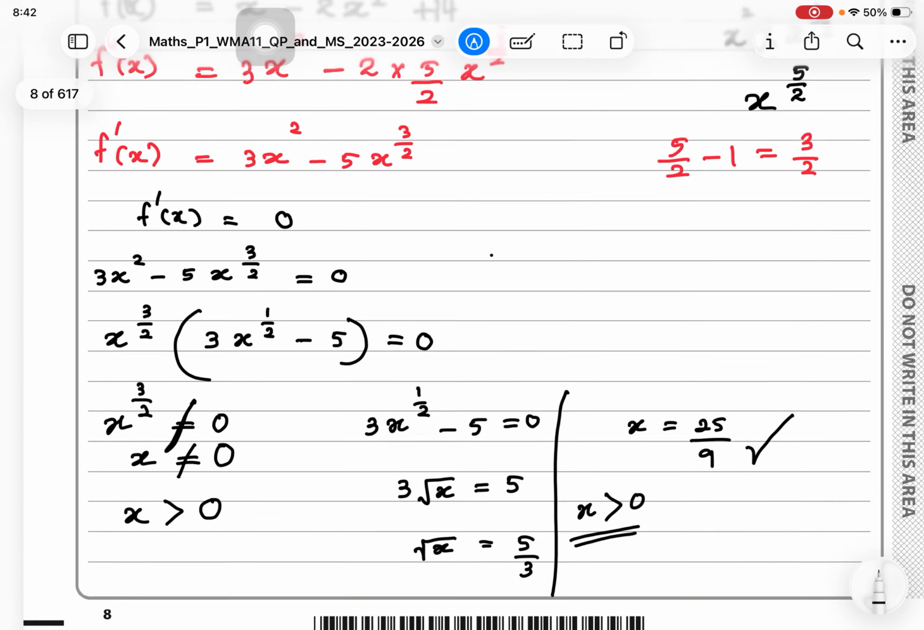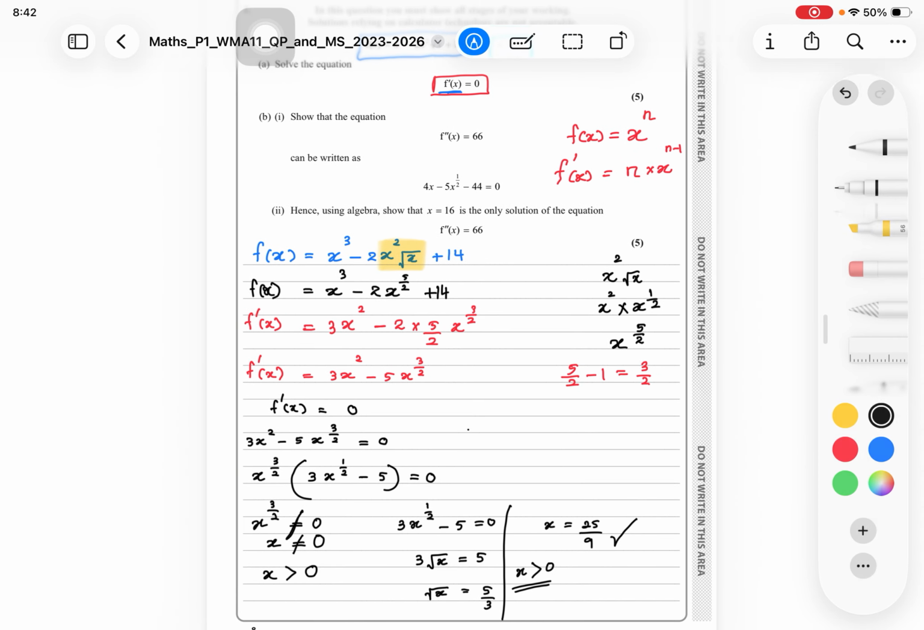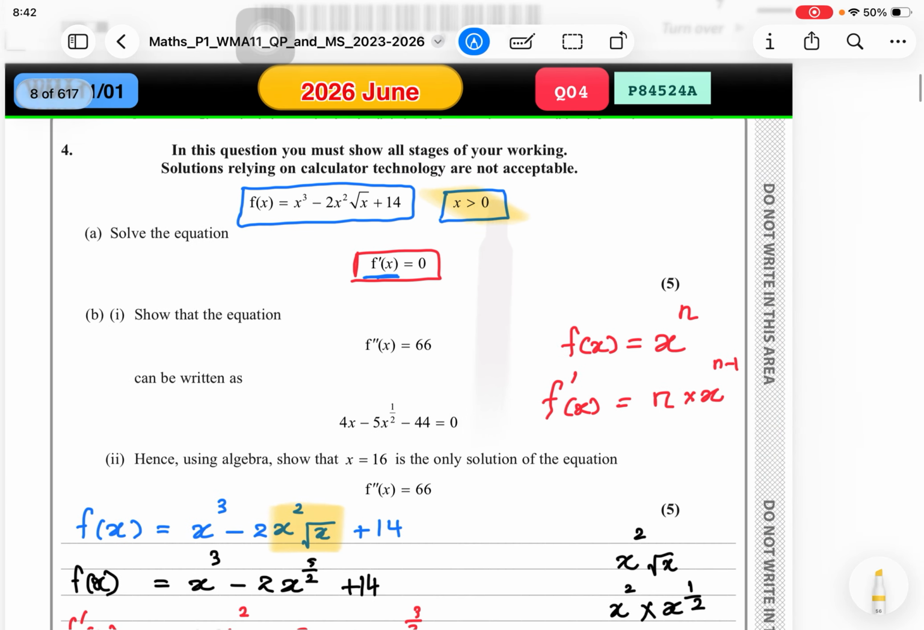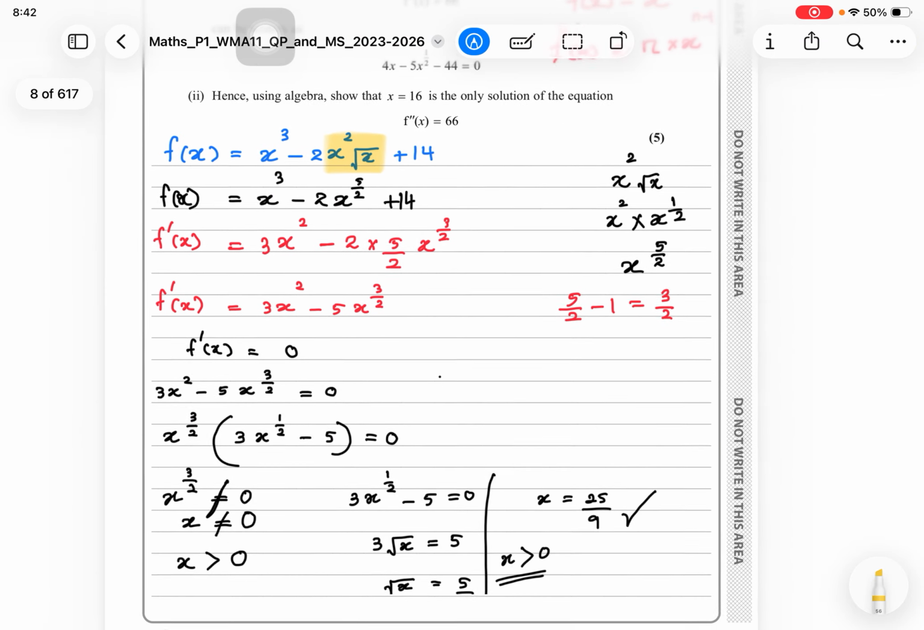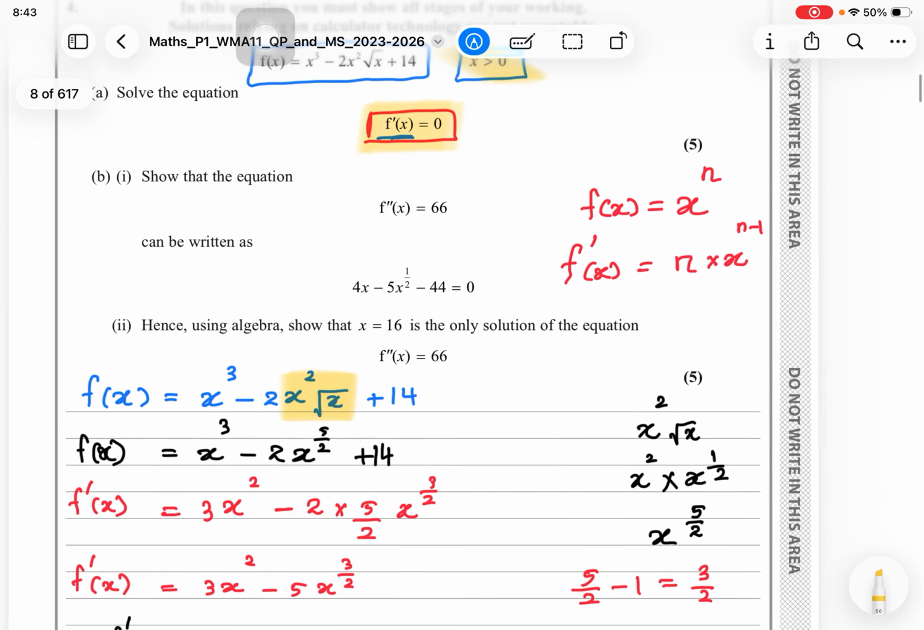So the final answer would be this, because according to the conditions they provided us, x being positive and f'(x) being 0, the only possible answer is this. Okay, first question with the marks of 5 done. Now let's see the B part.